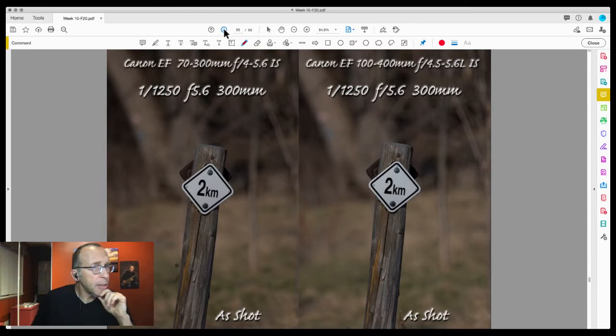So the student did another really cool thing: he went out and did some testing, and he tested zoomed in and zoomed out. So he did a test at 300 and he did a test at 100 millimeter. So you can see, and I'm just going to go to the next slide.